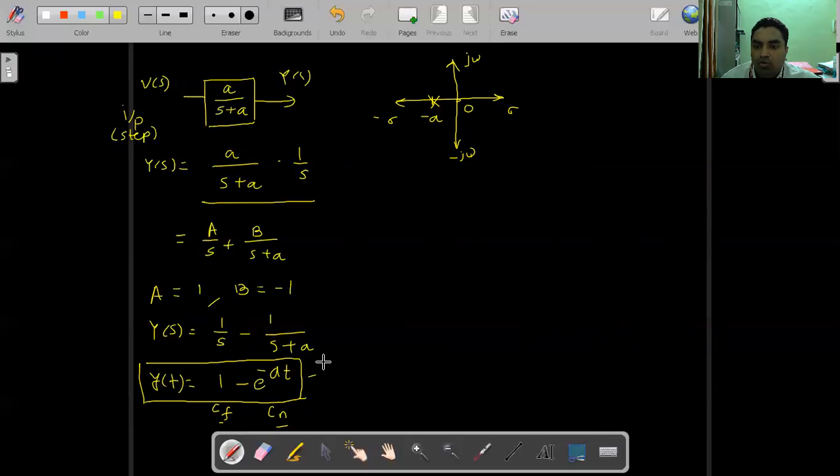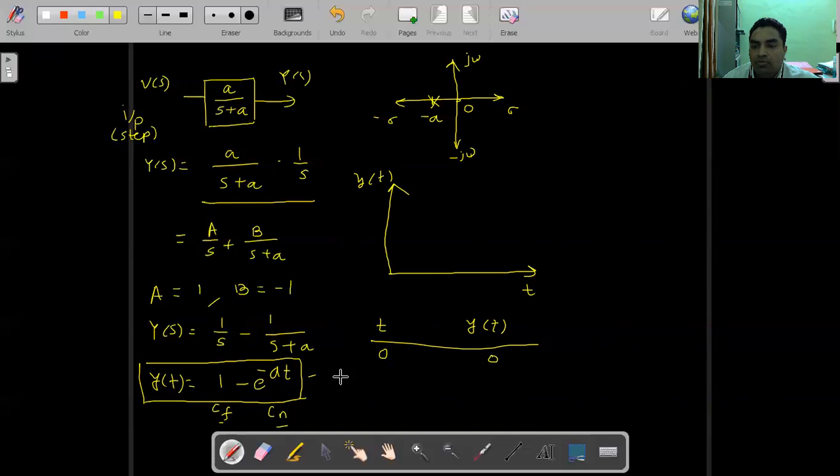And if I want to plot this response with respect to time on the x-axis, and here I am having the value y of t, then for different values of t, if I plot t versus y of t, so if t is equal to 0, what will I get? Y of t is equal to 1 minus e raised to minus at. T is 0, e raised to 0 will be 1. So 1 minus 1 will be 0.